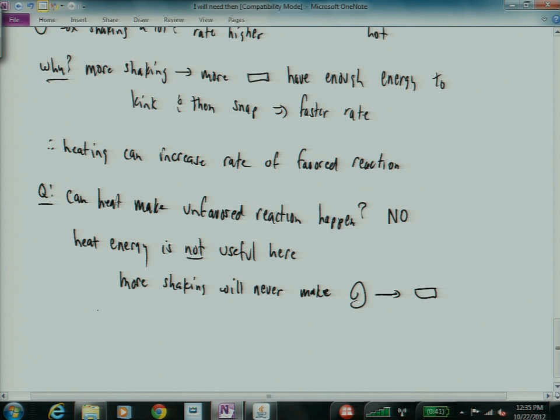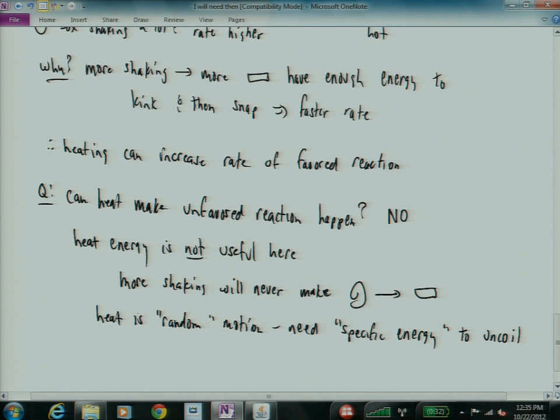That is, heat is random motion. And we need specific energy to uncoil. What I mean is this: even if I could shake this hard enough to straighten some of them out, in an instant they would get knocked back to a coil. Because if I was shaking this so hard that they had enough energy to straighten out, well, that straight one is going to get whacked in a microsecond and coil back up again.